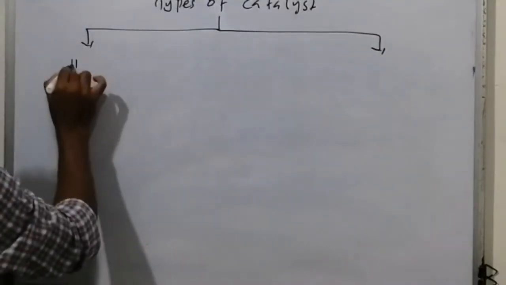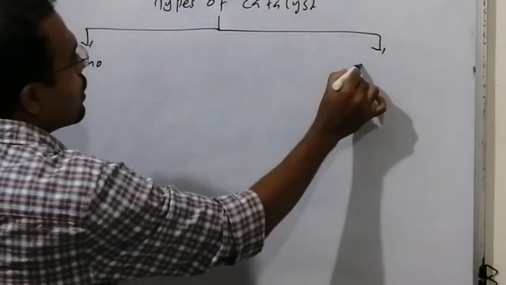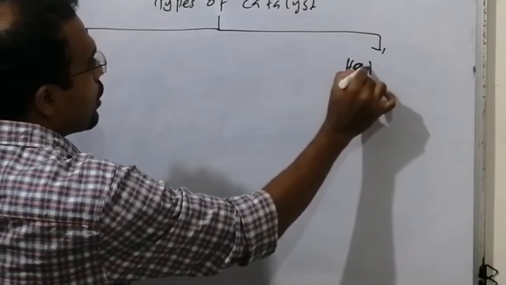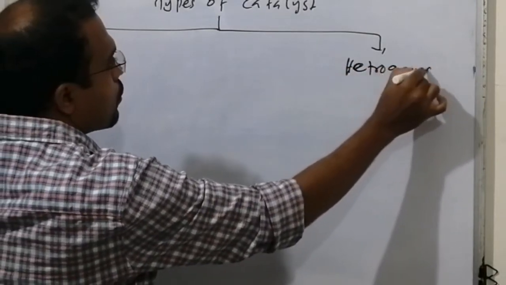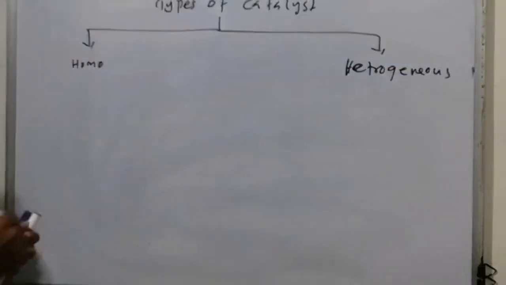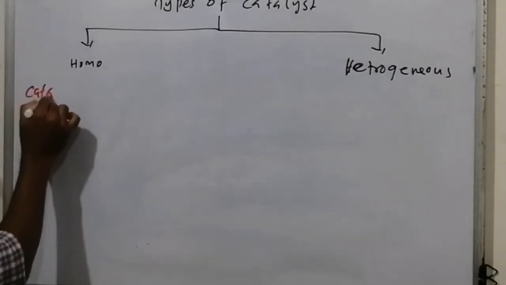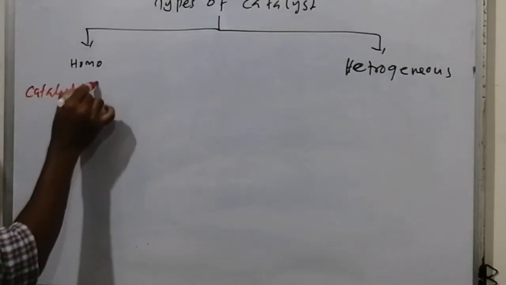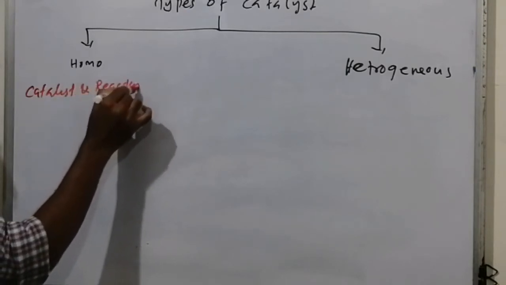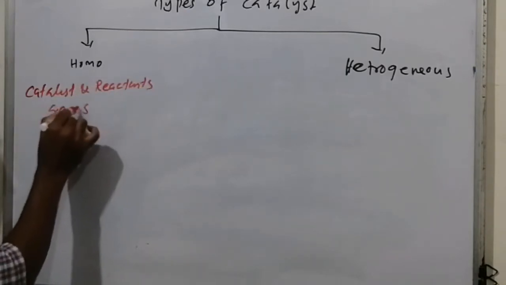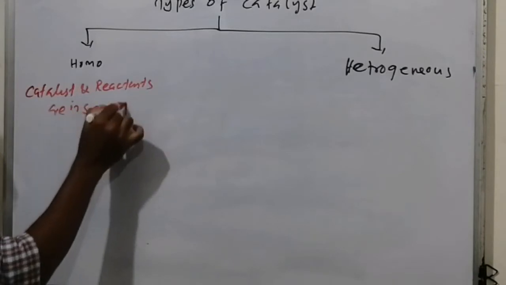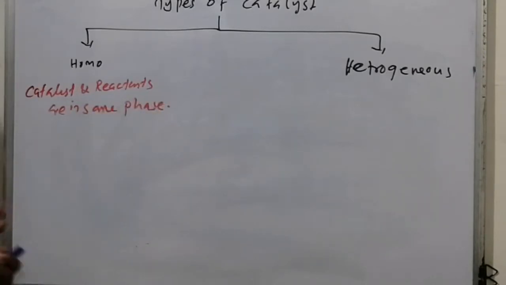One is homogeneous, second is heterogeneous. Homogeneous means catalyst and reactants are in same phase. Catalyst and reactants are in same phase.